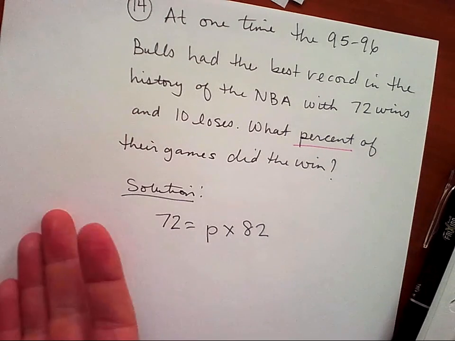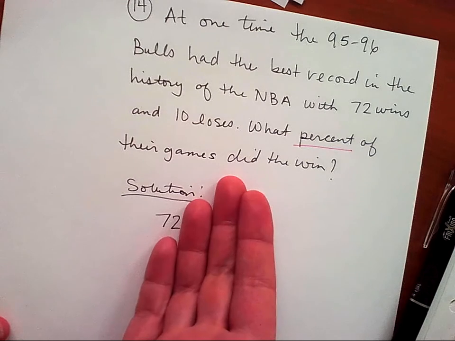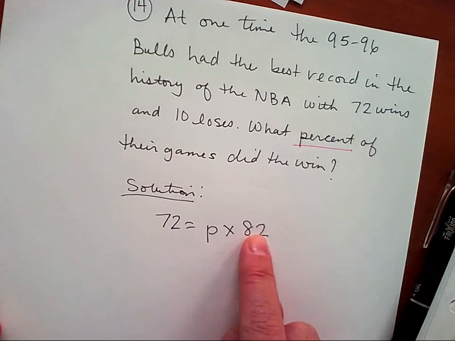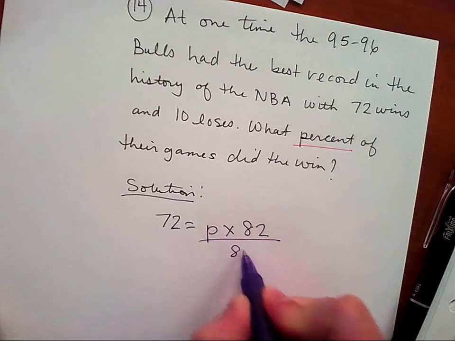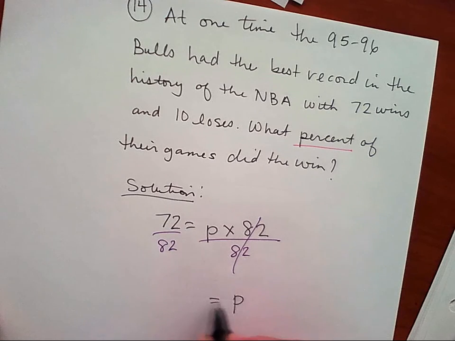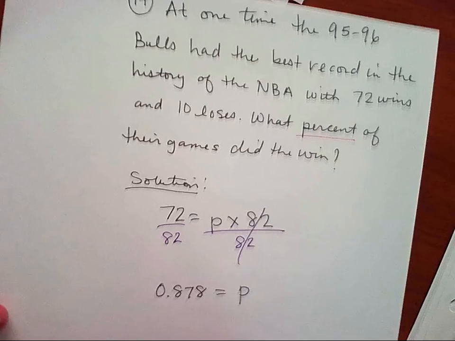All right, so this is a linear equation. I have one variable with one exponent, right? So to solve that, I have P times 82. So the opposite of times is divide. Okay. P equals 72 divided by 82. 0.878. So am I done?